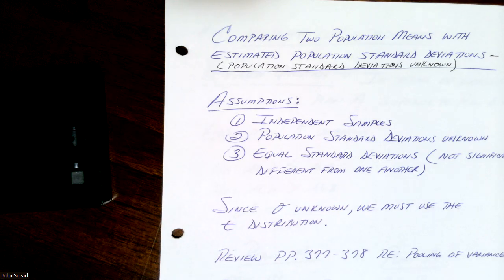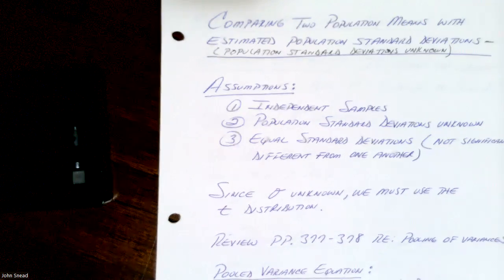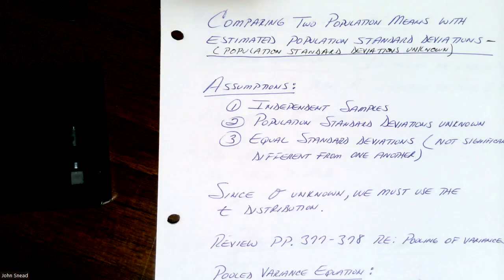Again, we're going to compare two population means. We're going to have to estimate the population standard deviations because the population standard deviation is unknown. So we've got to make three assumptions here. First of all, independent samples. And here we simply mean that the performance of one group has no bearing on the other.